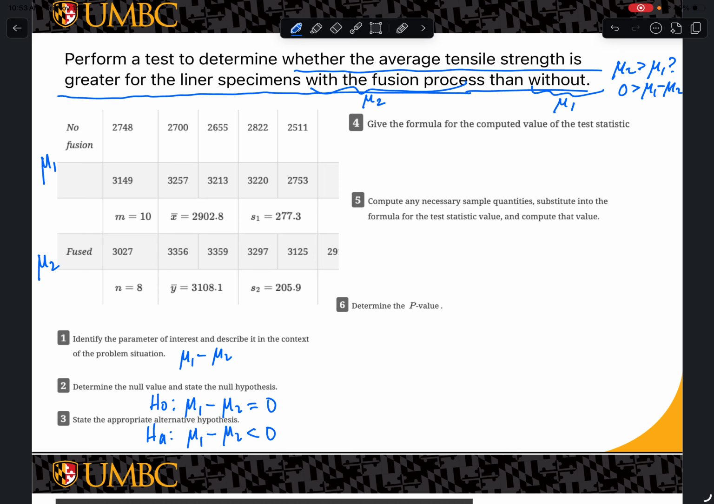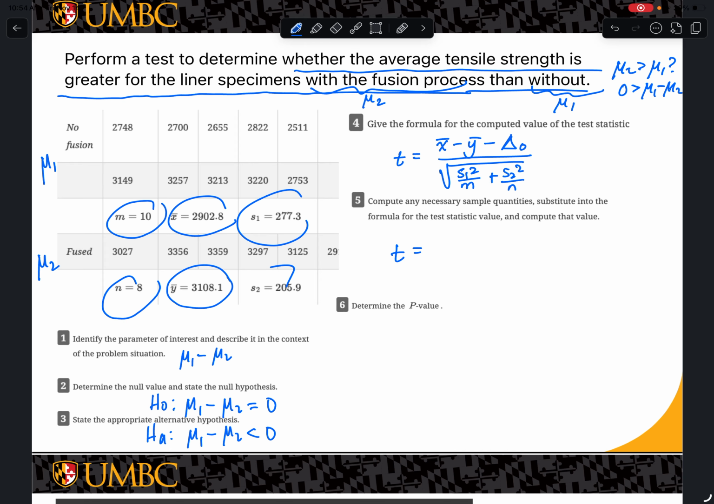Now we're writing out the test statistic. This is just the formula that we're given for the test statistic for the two-sample t-test. It looks like this: x bar minus y bar, minus the null value, over the square root of s1 squared over m plus s2 squared over n. Oops, I wrote those in the wrong order. This is m, this is n. Okay, now that I've got that, I'm going to plug in my x bar, my y bar, m, n, s1, s2.